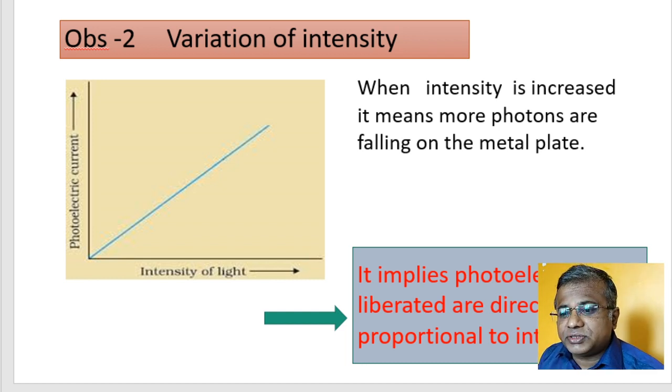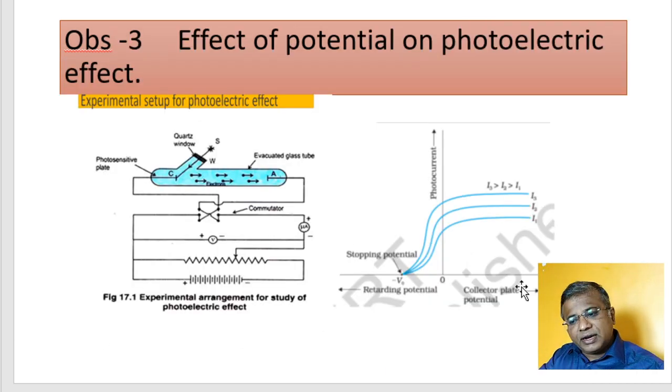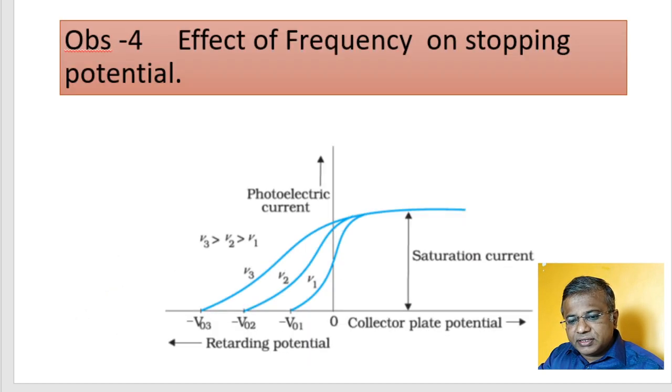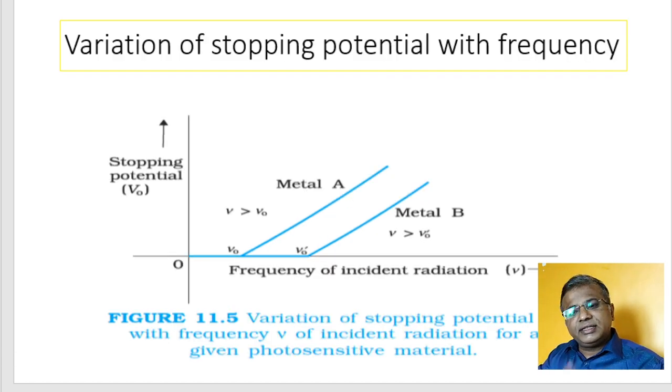Then the third important thing which you will have to answer, because it is a 5 mark question, the third point will be this graph, that photoelectrons are directly proportional to the intensity. Then the fourth point you will have to plot this graph over here, that if the intensity is increased, the stopping potential remains the same for a given frequency. Then the next point we will be discussing about this graph over here, which says that as the frequency is increased, the stopping potential also increases. It means stopping potential is directly proportional to frequency.